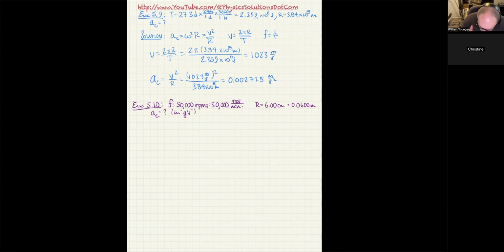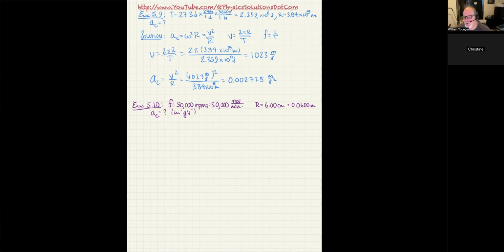So we're not going to be able to use the 50,000 revolutions per minute. We're going to have to convert that to cycles per second or hertz. So let's go ahead and do that. Oh, by the way, it says the rotor of an ultracentrifuge rotates 50,000 RPMs, revolutions per minute. A particle in a test tube is 6 centimeters from the rotation axis. Calculate its centripetal acceleration in g.